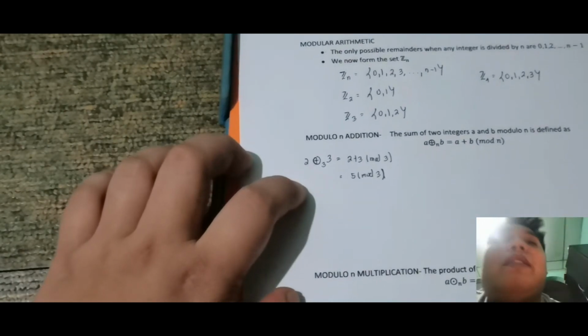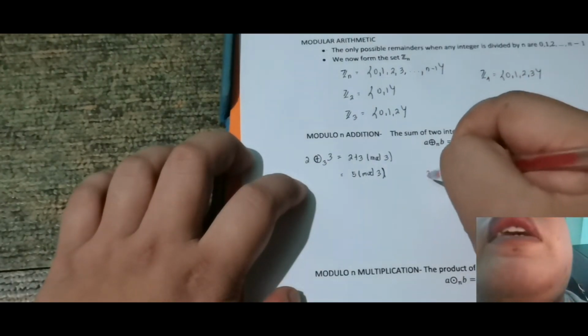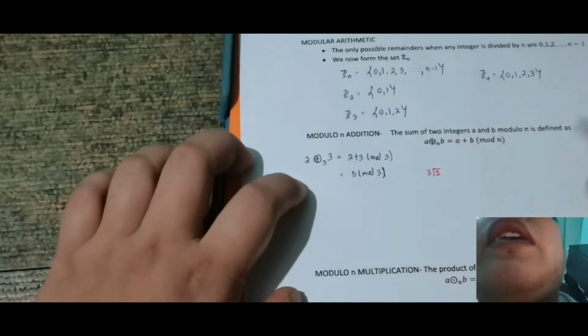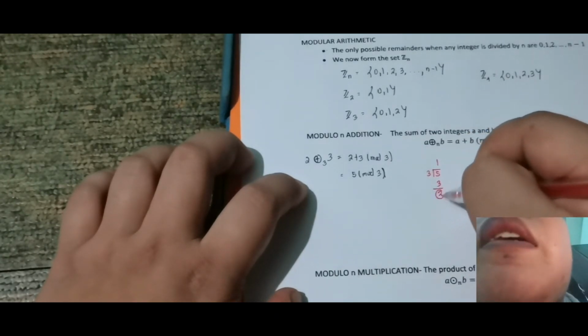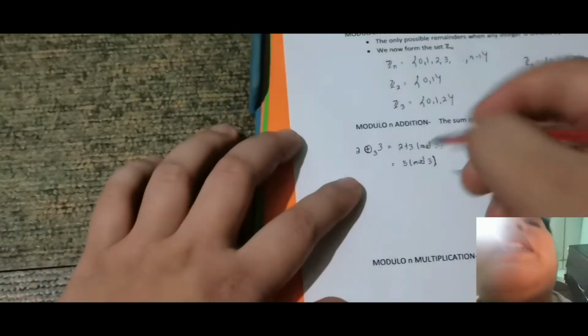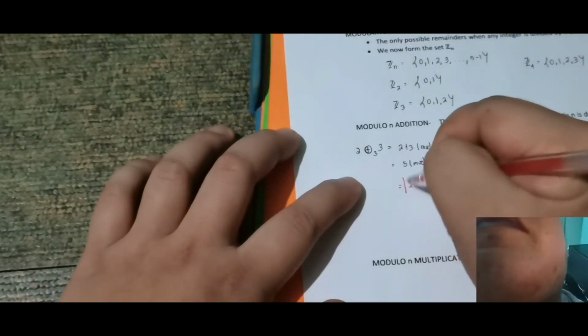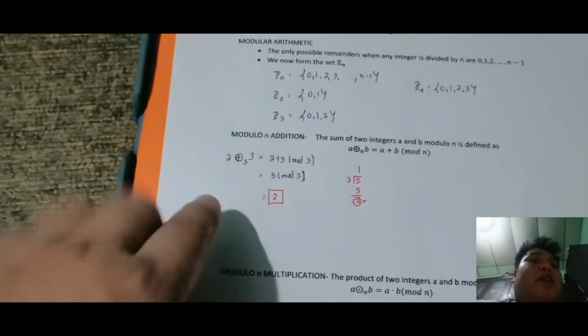Sir, 2. Bakit? So, kasi ganito guys, no? So, 5 divided by 3. So, medyo tricky. So, 1, this is 1, this is 3, and this is 2. So, note that this is the remainder. So, meaning, ano sagot dito? This is just 2. Okay, so ganun siya kasimple.